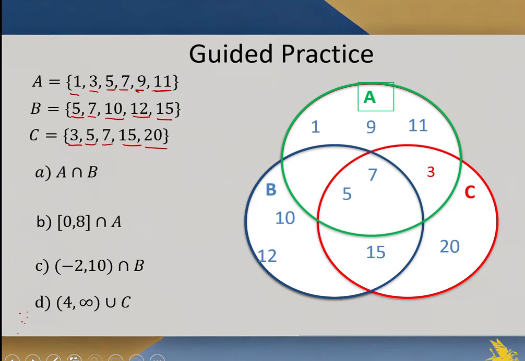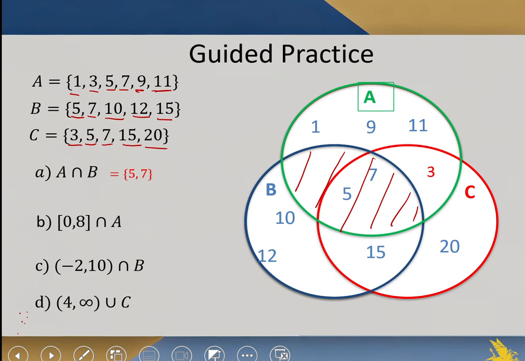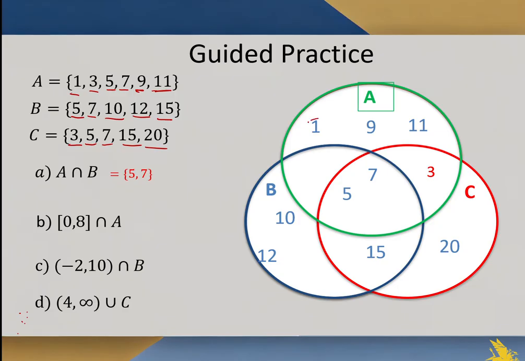So A intersects B. That's saying what area of A is crossing over with B. So it's this area here. So that just tells me it's 5 and 7. The next part says 0 to 8 inclusive, so the numbers that are greater than or equal to 0 and less than or equal to 8, intersect with A. So in A, I'm looking for numbers 0 to 8. So I've got 1, 3, 5, 7.